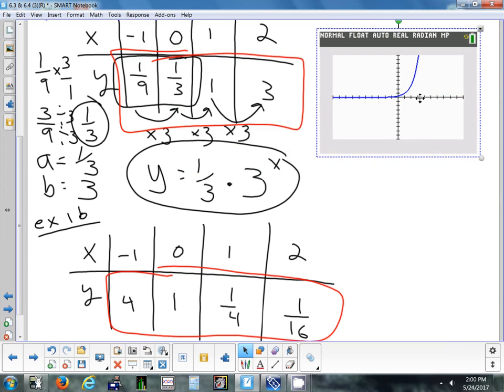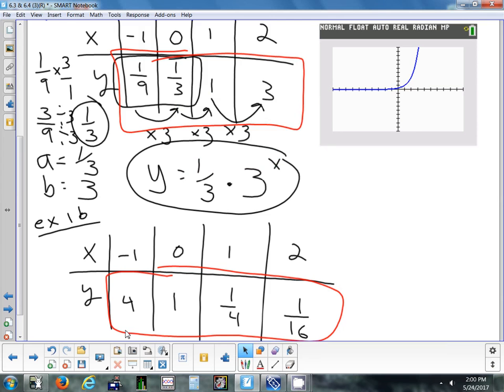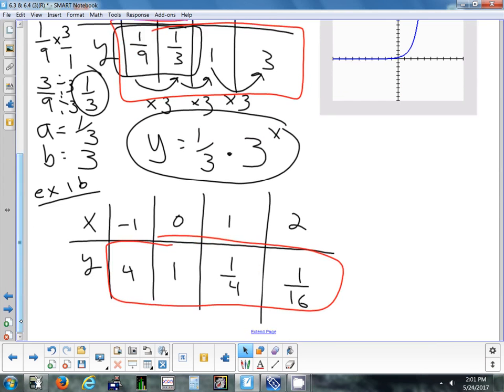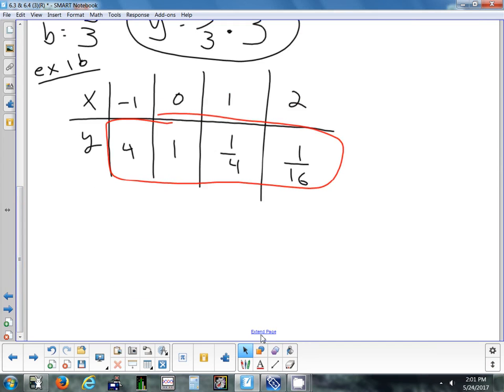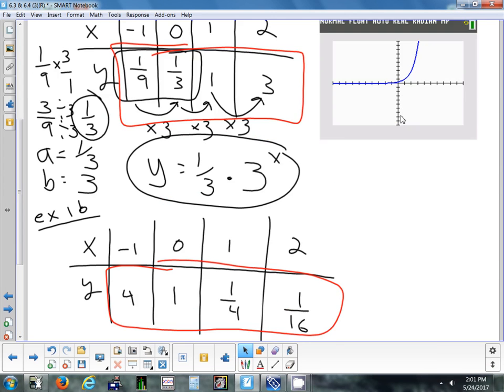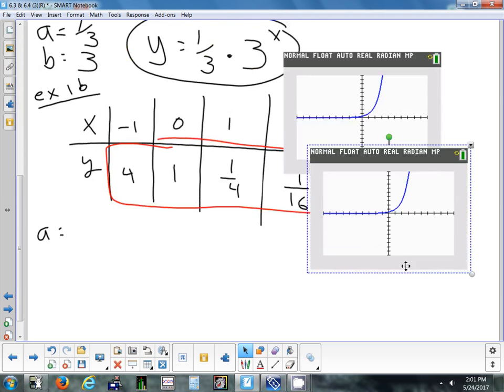But the big thing I want you guys to see here is, in this, we're increasing the y values. In here, we're decreasing. We're increasing because we're going from fractions to whole numbers. We're decreasing because we're going from whole numbers to fractions, just in a different order. All right? I can still write my rule here. I can still figure out what my A is. A is going to be 1. Very good.